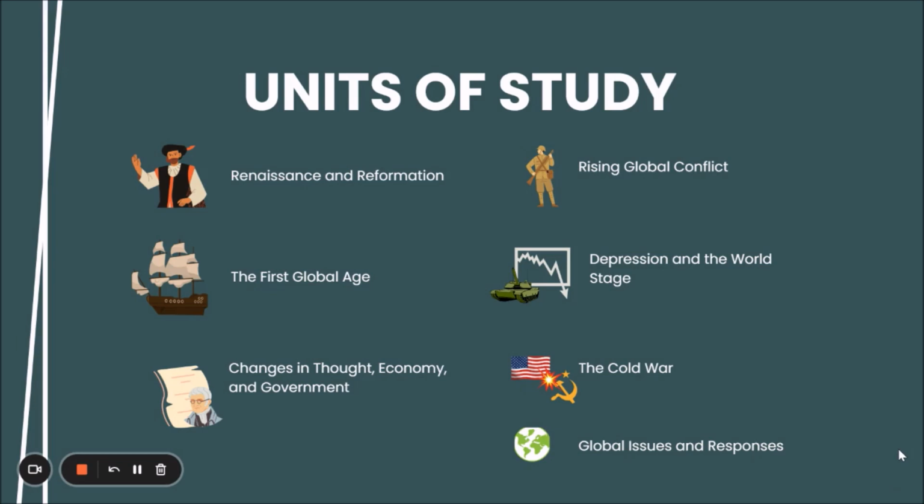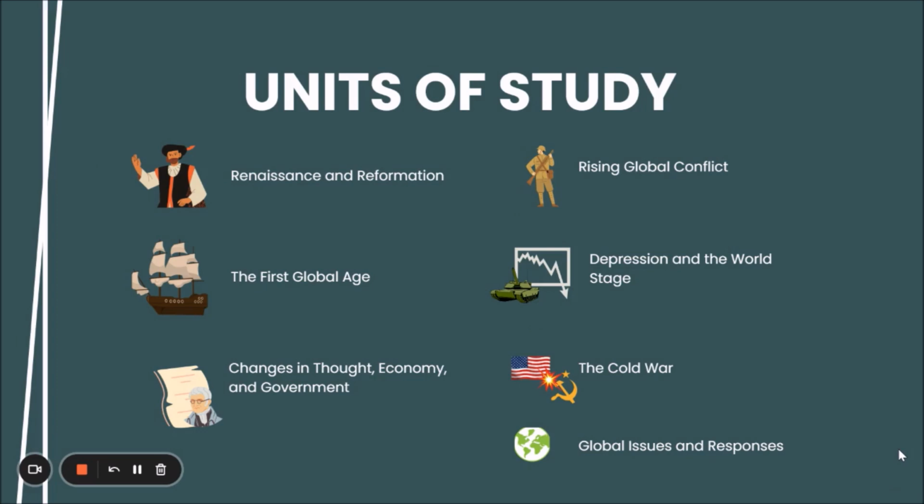Unit 4 will cover rising global conflict, where students will learn about Western imperialism and the First World War. Unit 5 will cover the Great Depression, where students will learn about the worldwide economic depression after World War I. They'll learn about the rise of dictators and the beginning and events in World War II.